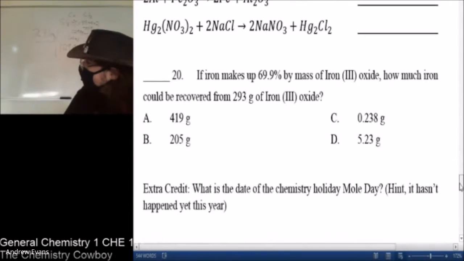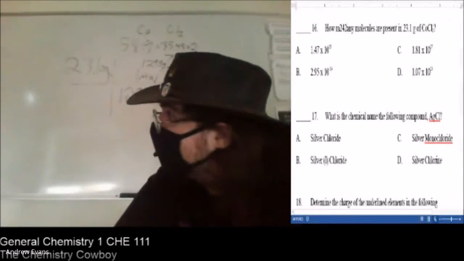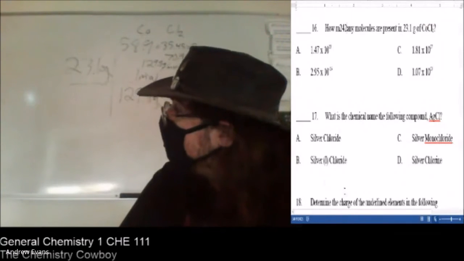Okay, the last one we'll do. If iron makes up 69.9% of iron(III) oxide, how much iron could be recovered from a 293 gram sample? You don't even need the molecular formula here to do this.